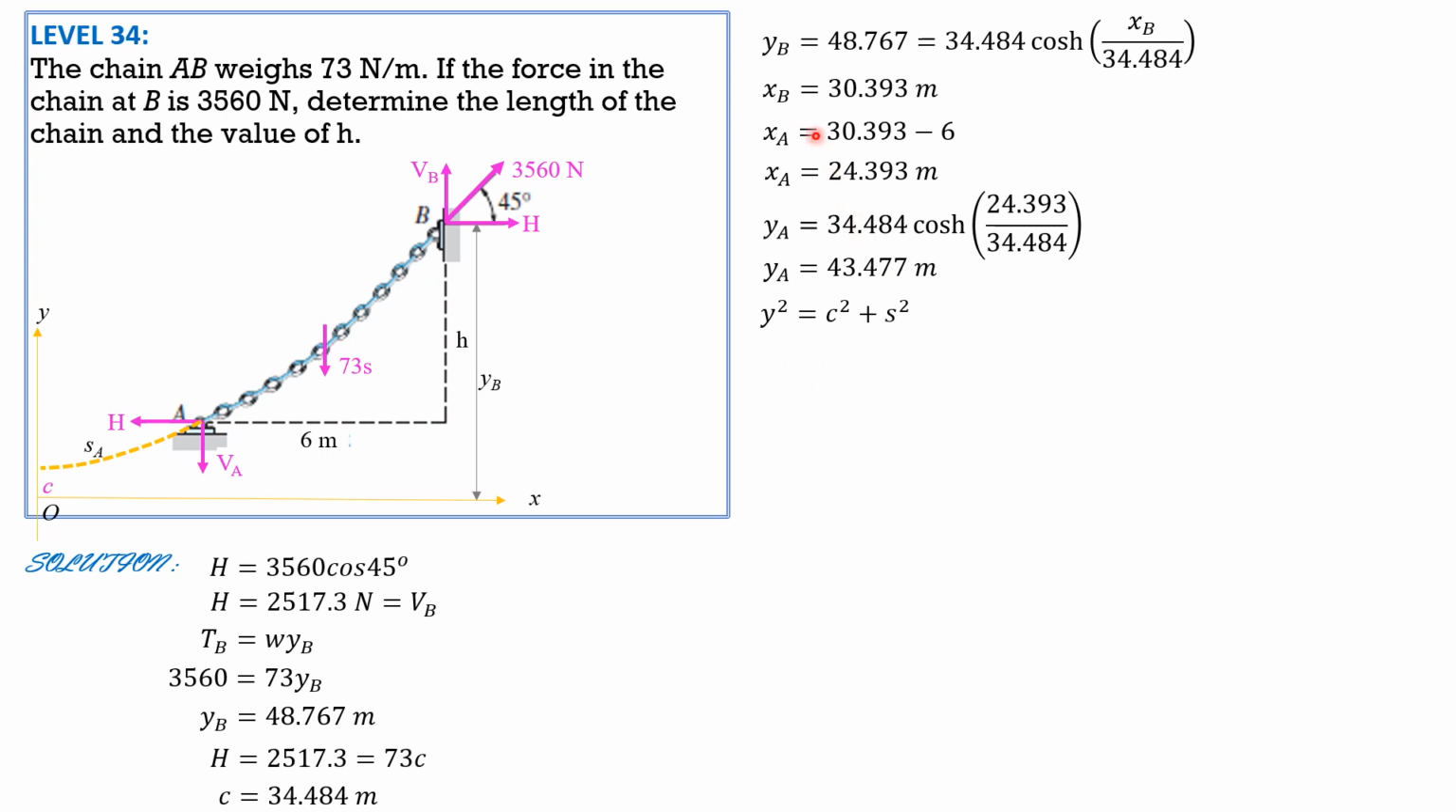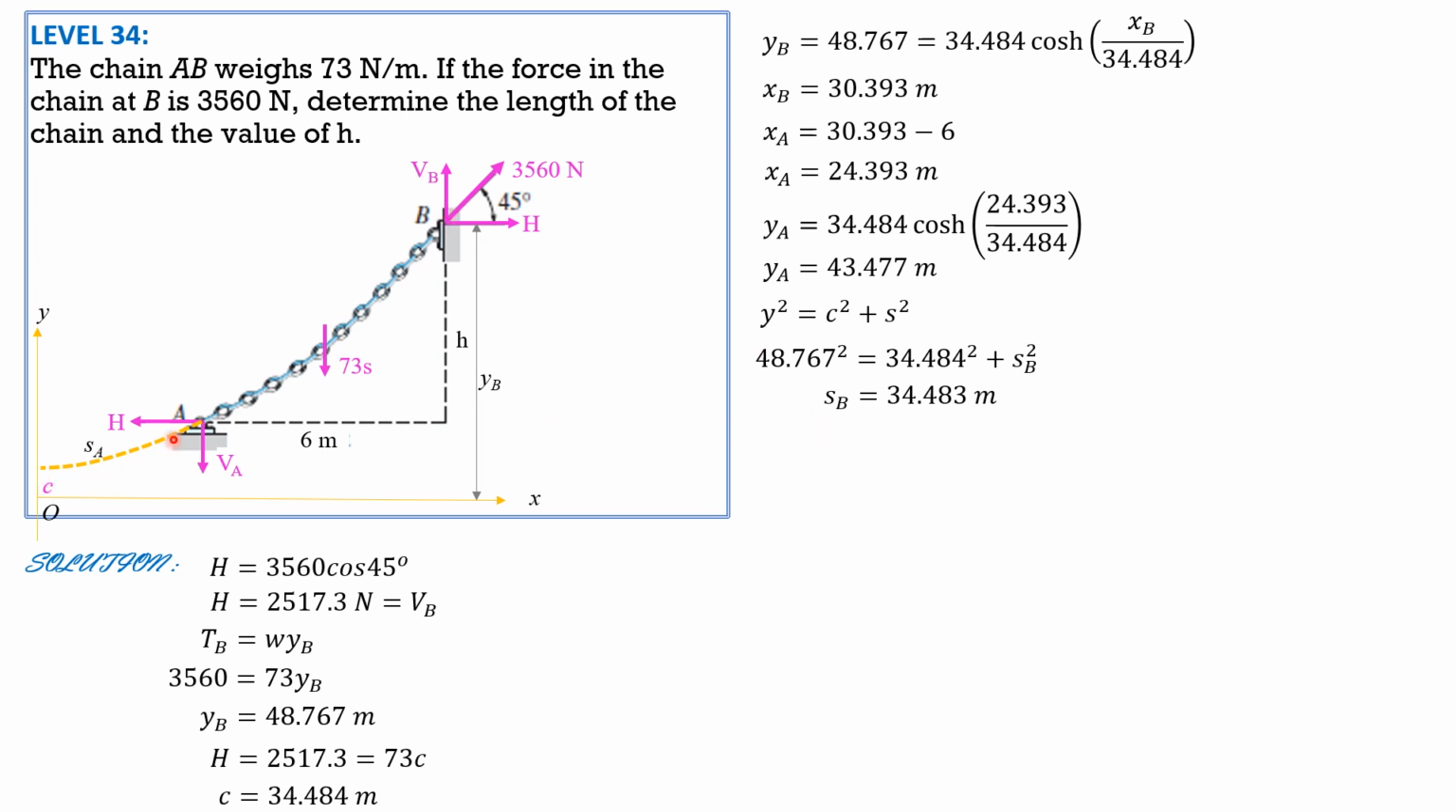So for SB, YB, 48.767 square equals C square plus SB square. So SB is equal to 34.483 meters. That's the length of this imaginary chain from this point up to B.